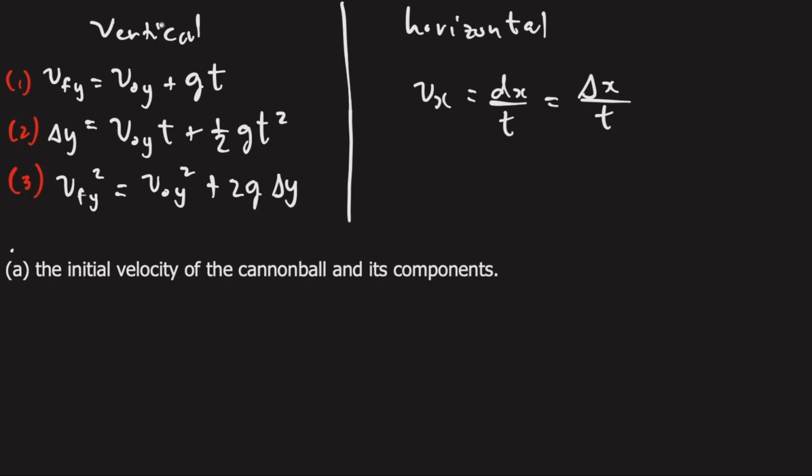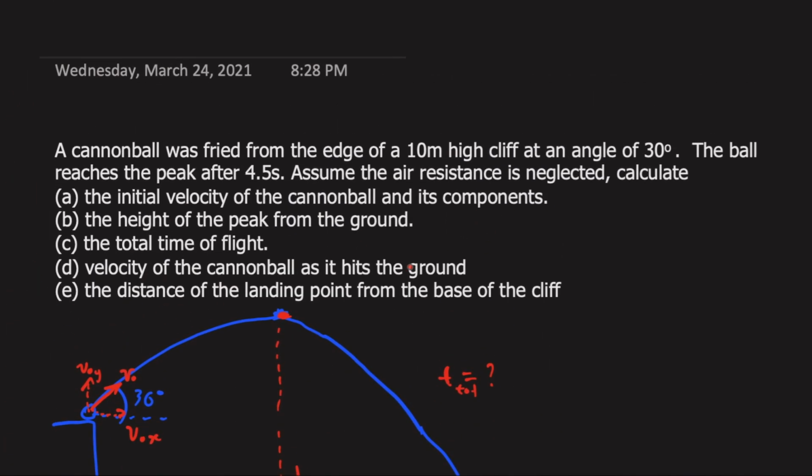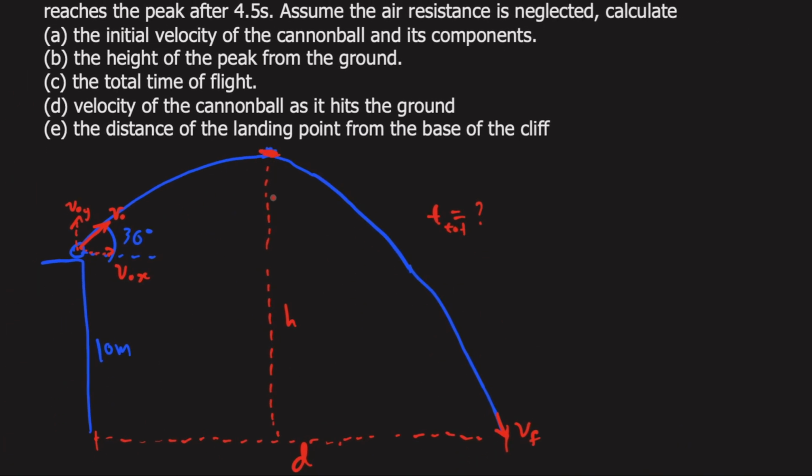First problem. So the initial velocity of the cannonball and its components. So note that we have these given values. We have time, it's equal to 4.5 seconds, and then we also have g, which is equal to negative 9.8 meters per second square, and also we have vfy. So if you will look at this, so at the top of this, the y component of the velocity is 0, so vfy here is equal to 0.